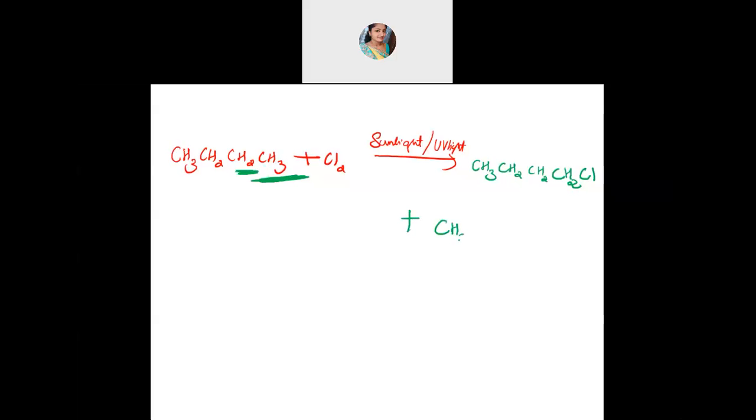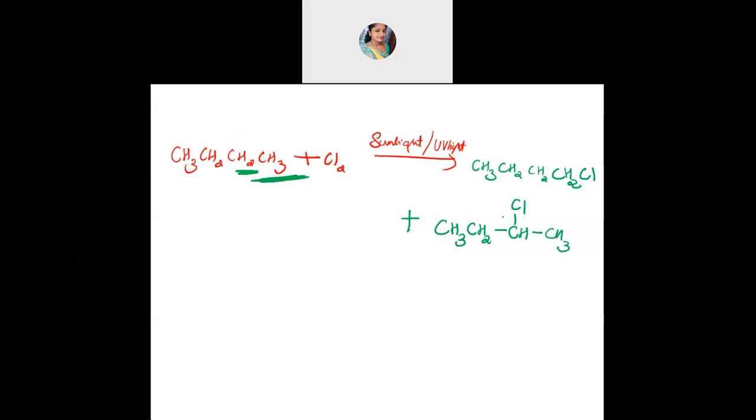If that is a product, see how it will be. CH3, CH2, then CH, and that Cl I'll put here. One hydrogen I'm removing from the second carbon, to which that hydrogen is attached. I'm putting one chlorine in that place, and the remaining is CH3. So this will be another product.